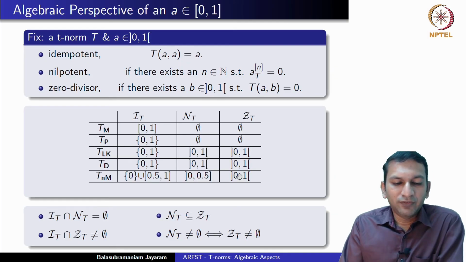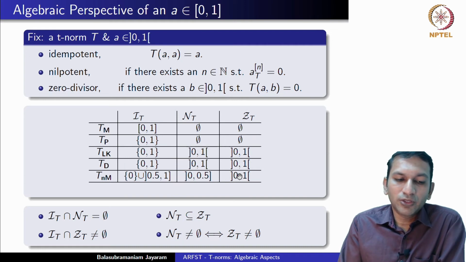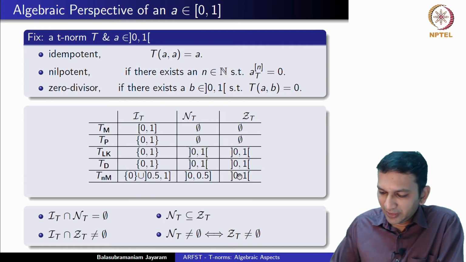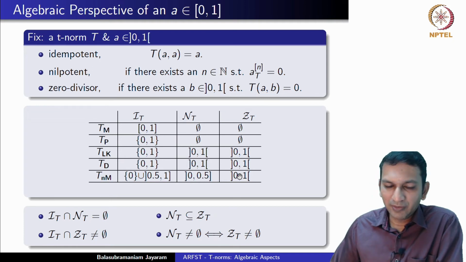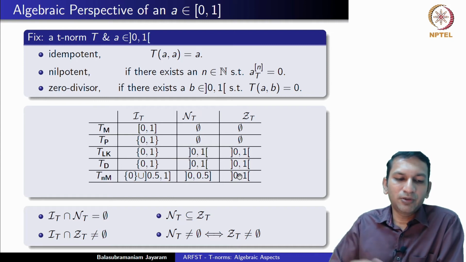However, note that not every zero divisor is also a nilpotent element. For example, in the case of nilpotent minimum, we saw that 0.6 is a zero divisor. It belongs to ZT, but 0.6 also belongs to IT, idempotent elements, and since it's an idempotent element, it cannot be a nilpotent element.